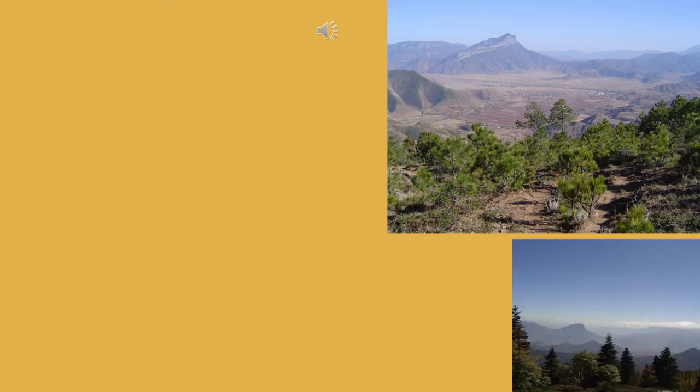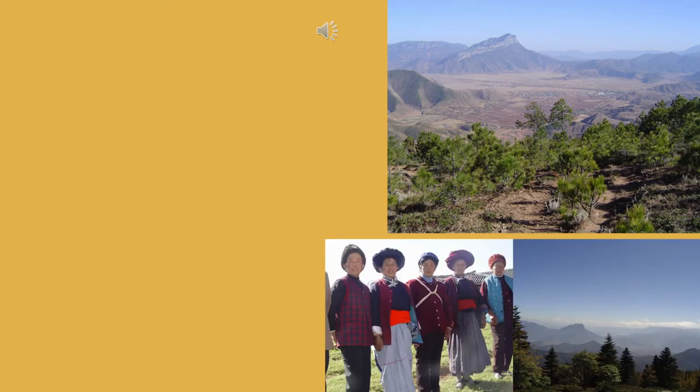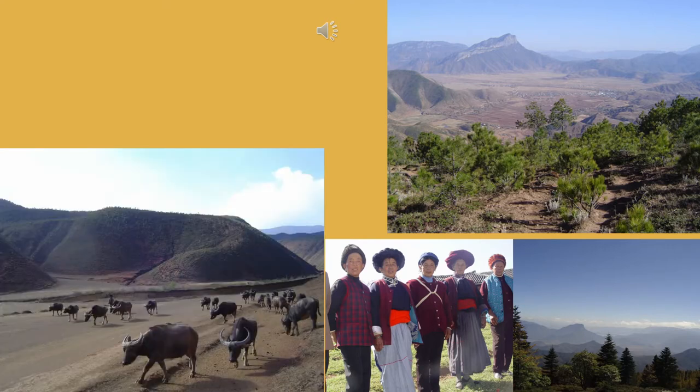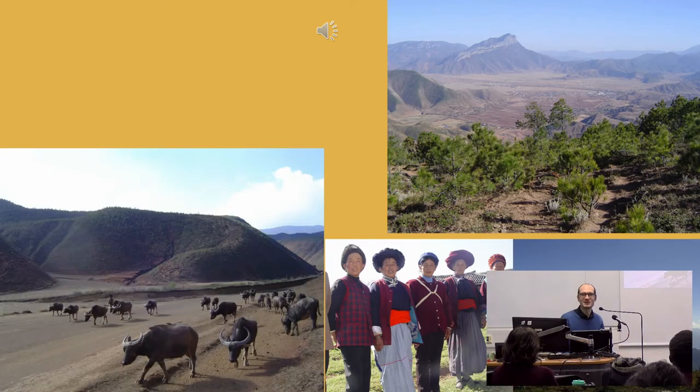So this is what it looks like, the plain of Yongning. Its inhabitants in festivity costume. Here are some water buffaloes, which were introduced as a 21st century innovation for plowing. But now, less than 2 decades later, they have already been replaced by tractors. So this is, at the same time, a 21st century sight and already a thing of the past. So things are changing quickly.